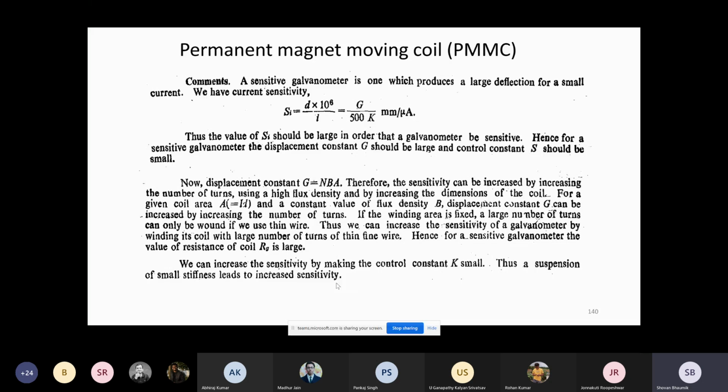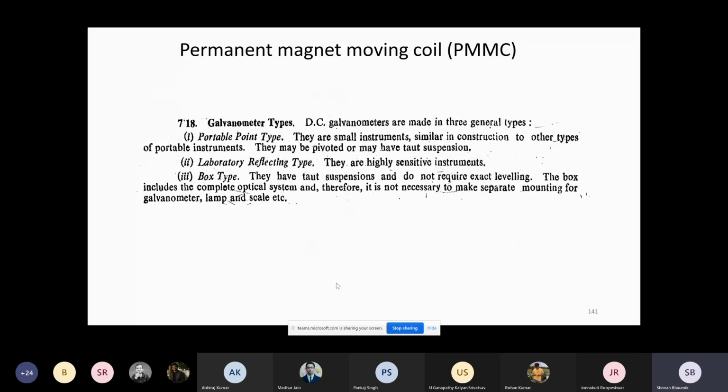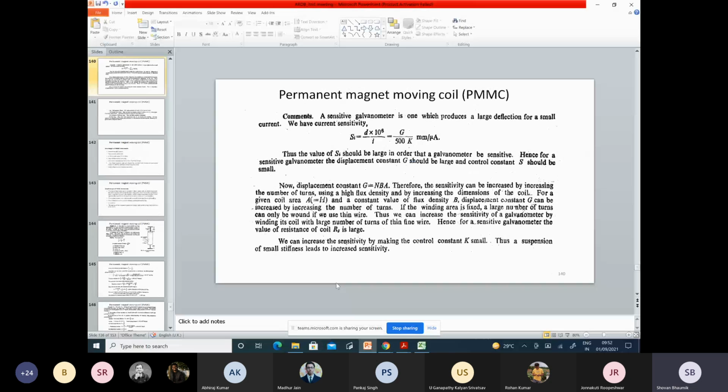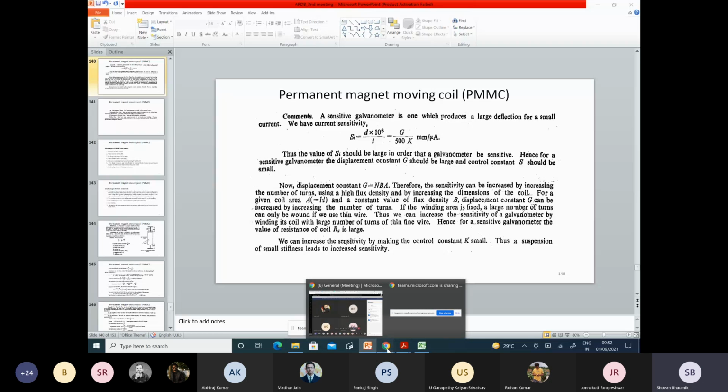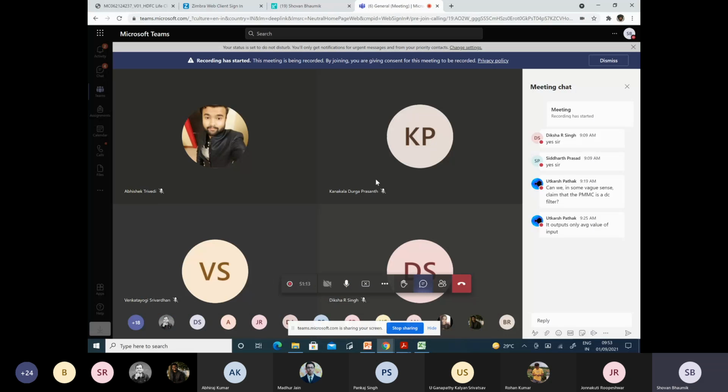So we can increase the sensitivity also by making the control constant K small. Thus, a suspension of small stiffness or a small spring constant leads to increased sensitivity. Okay, now let's see if everything is fine.